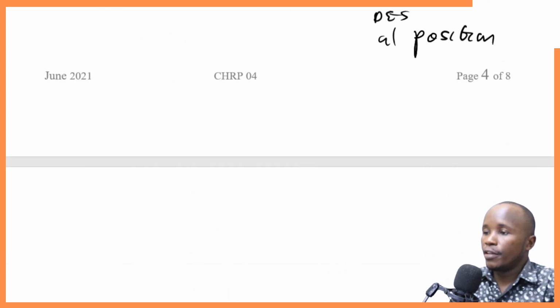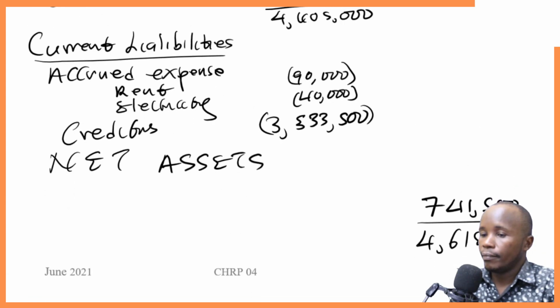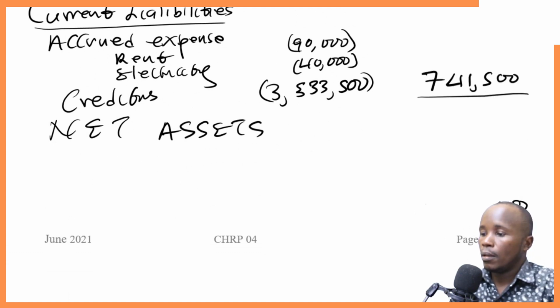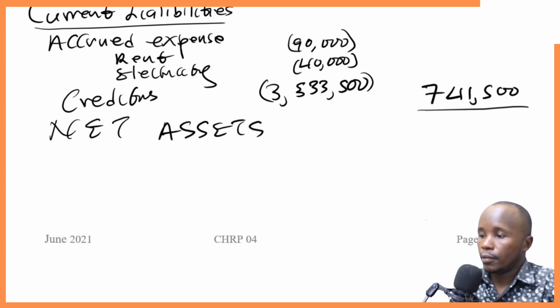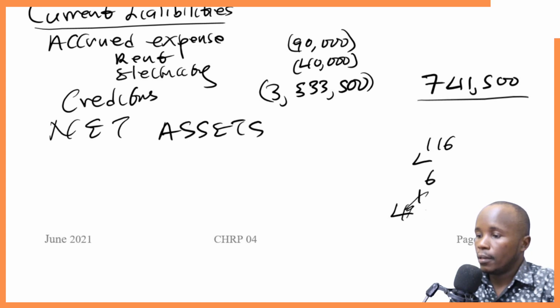Now, let's see what finance our assets. We now look at finance by. This was 4 million. There is 4,016,000. Okay.